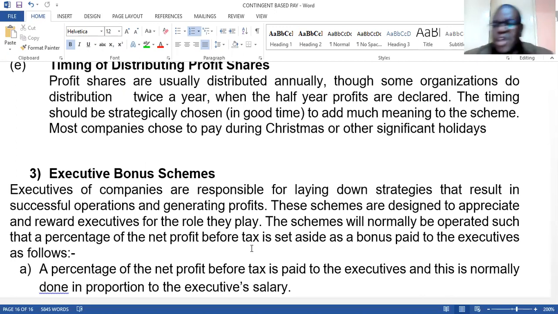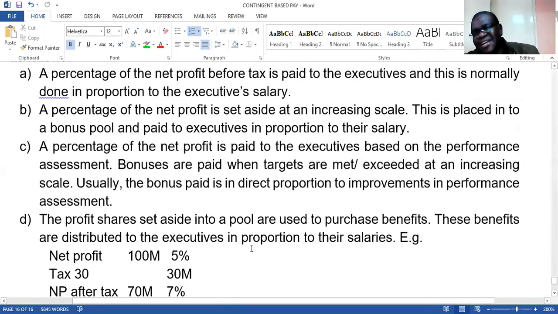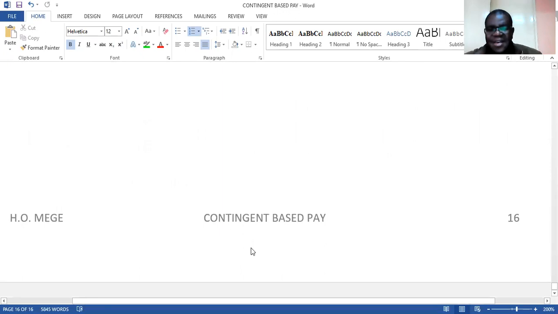So the question is, how do you want to compensate them? You'll come up with a scheme where a percentage of the net profit before tax is worked out and then shared by the 5, 6, 7 executives in the company. This may further be structured based on the basic pay, where you get your share of the profit, or we assess the performance of the executive, and depending on the performance rating, they get their share. You do that, you get it right as part of your contingency-based schemes.